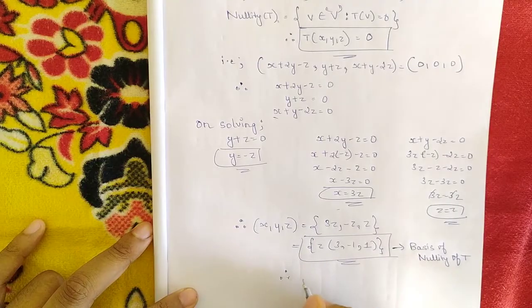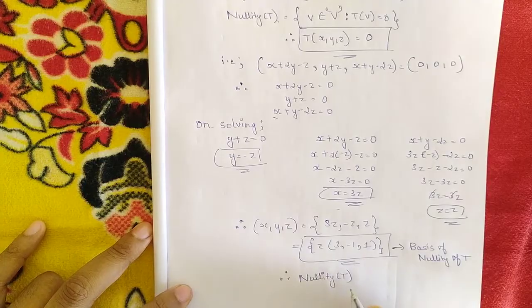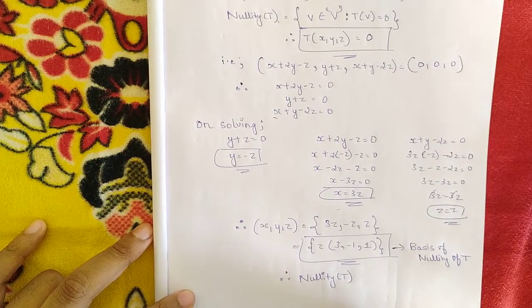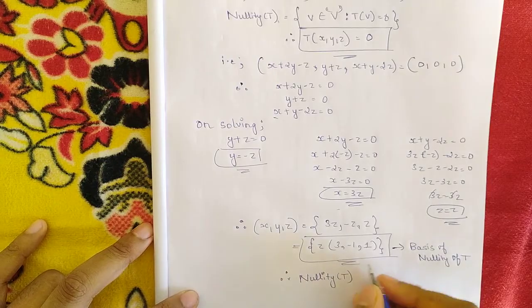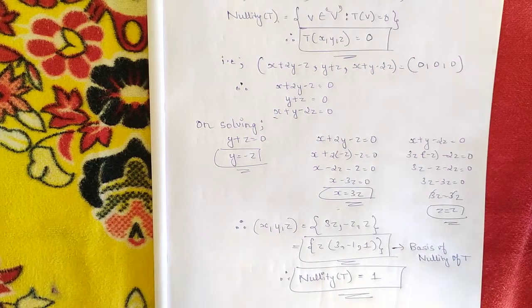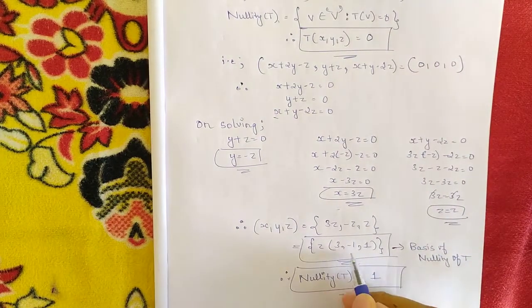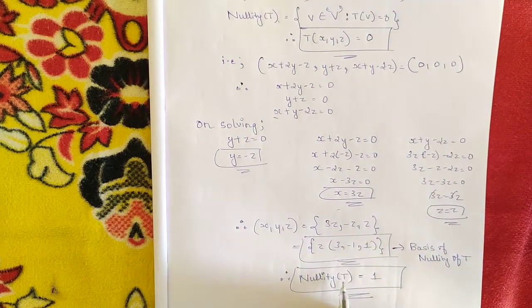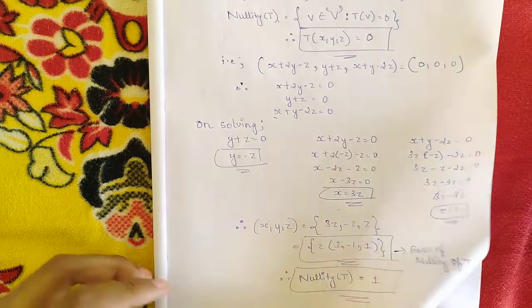Therefore we can conclude by saying that nullity of T, since nullity of T is the dimension of kernel of T, is equal to 1. Okay, since we have only one set here, that's why we can say that nullity of T equal to 1. Okay, so in this way you should be solving for nullity of T. So now similarly you should be solving for rank. Okay, how to solve for rank, let us see it now.